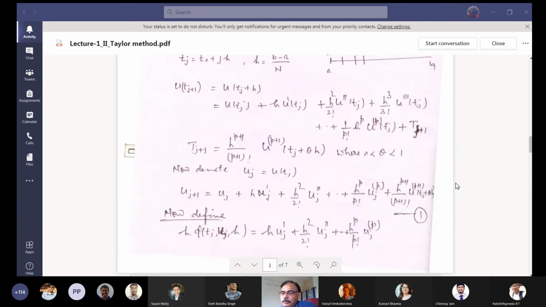So if you want to apply higher order Taylor's method, for example, fourth order, you require u triple prime; fifth order, you require sixth. So accordingly, you have to calculate more and more chain rules. Is that right?